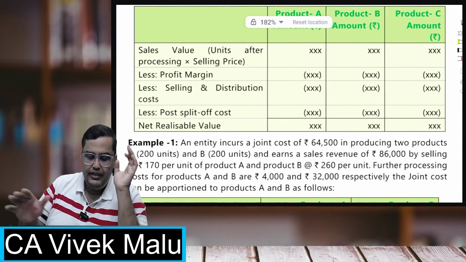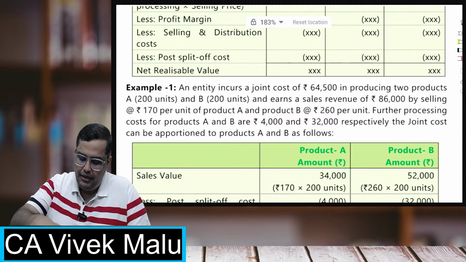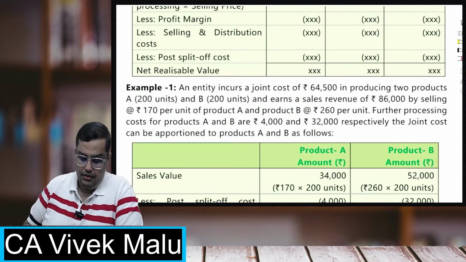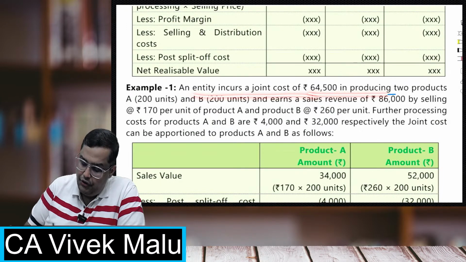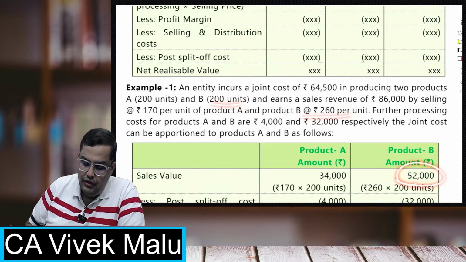See this: sale units, sale value of the final output, less profit margin, less selling and distribution, less post split off cost, get the NRVs. Now see this example: an entity incurs a joint cost of 64,500 in producing two products, A 200 units and B 200 units, and earns a sales revenue of 86,000 by selling at 170 per unit of A and 260 per unit of B. So 200 units into 170, I get the total sales value 34,000. 200 units at 260, 52,000.